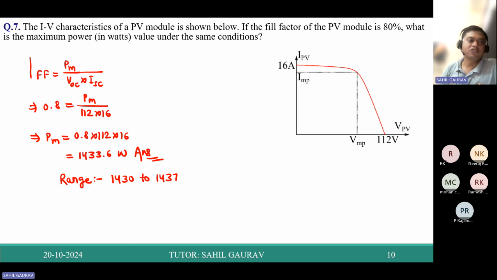So fill factor is the ratio of maximum power upon this ideal maximum power. Ideal maximum power can be VOC into ISC. So this maximum power you will get from this equation. You will get 1433.6 watt, and the range they provided is this one.